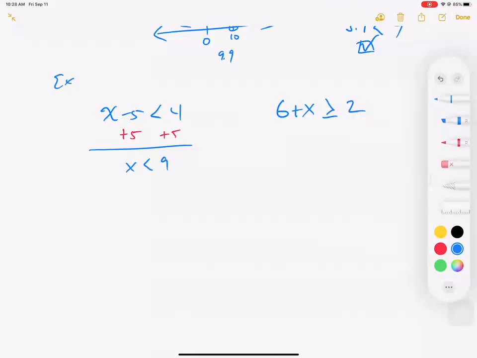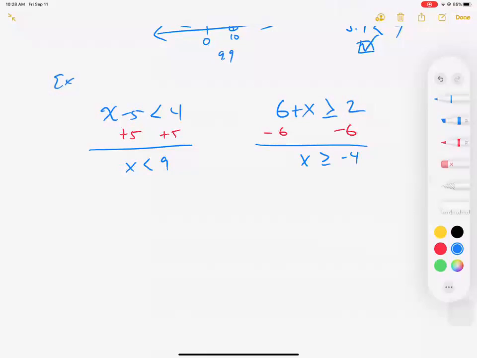So we treat these just like what we worked on before, as if they're equal signs. My next problem, minus 6 to both sides. This one is greater than or equal to, but again, we treat it like an equal sign. X is greater than or equal to -4. 2 minus 6, you have $2, you owe me 6. When you pay me back, you still owe me 4.